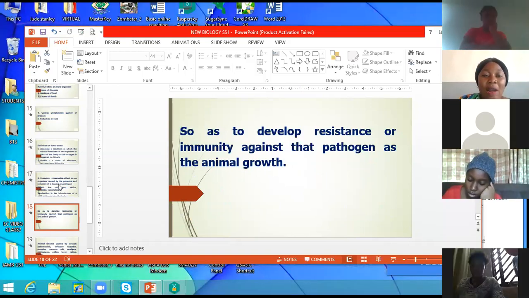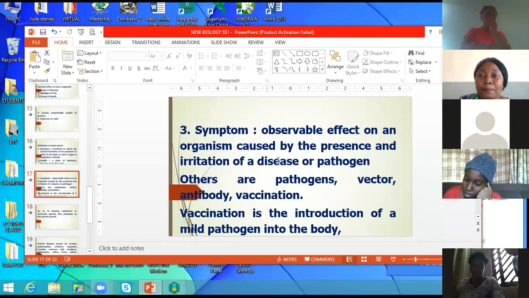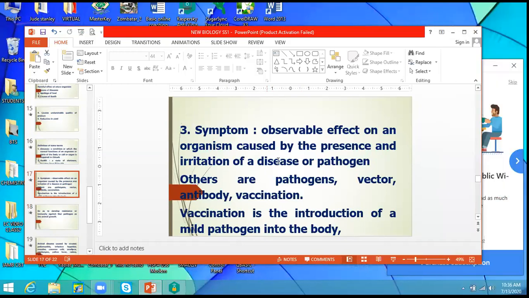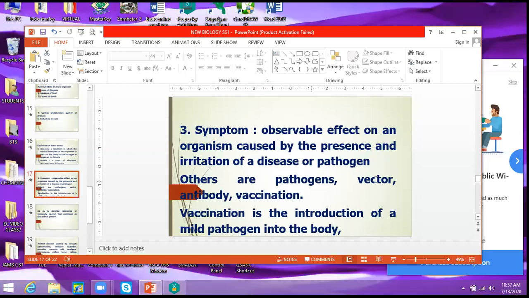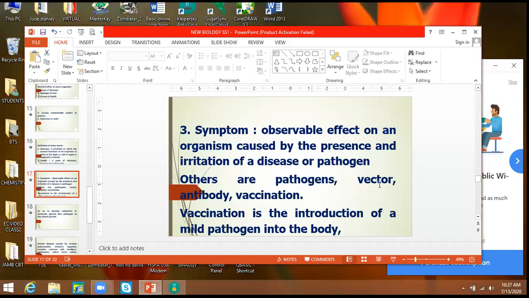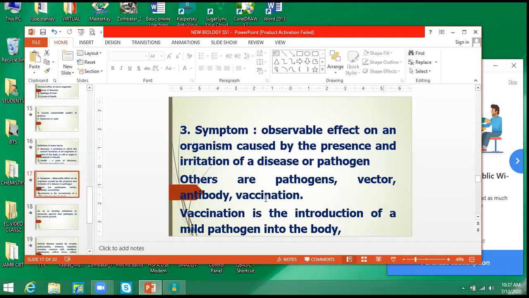So let's go back. I was explaining vaccination. Other terms we use is pathogen. We have pathogens, we have vector, antibody, and vaccination. I've explained pathogen, so please include that. Write it as your number 4, number 5, vector, number 6, antibody, and then number 7, vaccination.